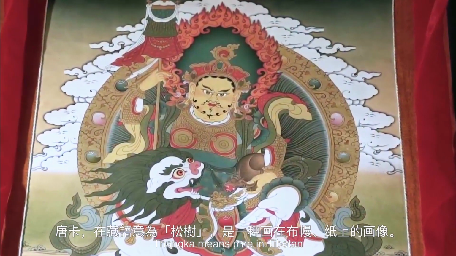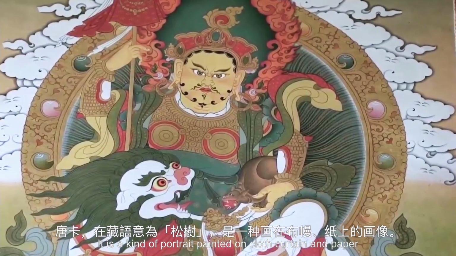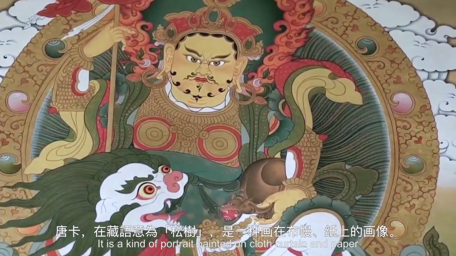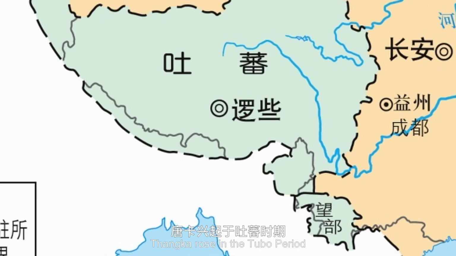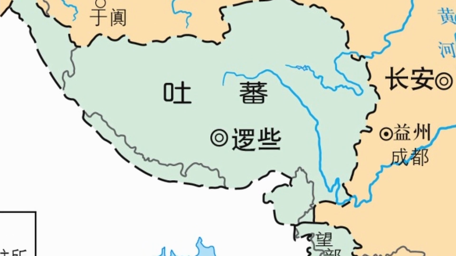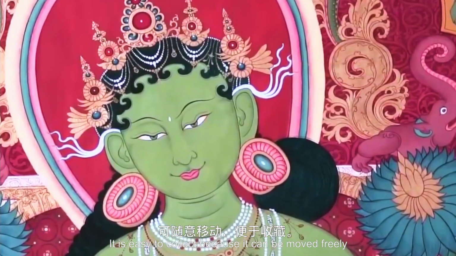Thang-Ka means picture in Tibetan. It is a kind of portrait painted on cloth, curtain, and paper. Thang-Ka rose in the Tubo period. It is easy to collect because it can be moved freely.